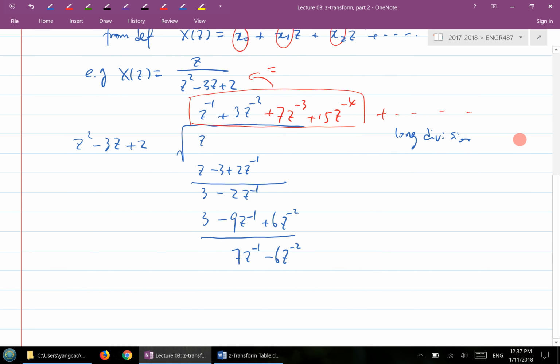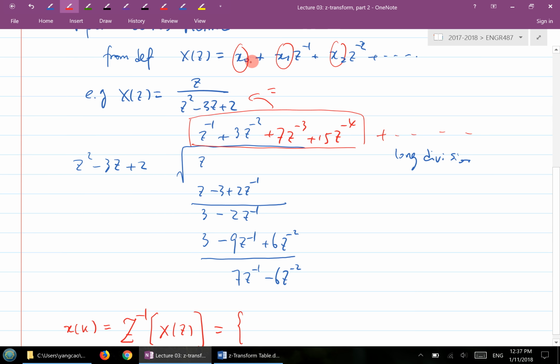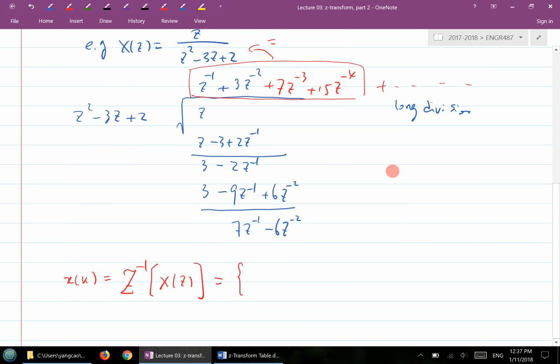So if you compare coefficients, I'm looking for x of k, which is the inverse z transform of X of z. Unfortunately we don't have one beautiful expression, but what we do have here is just a discrete sequence of numbers. You look at this discrete sequence for x naught, which is the coefficient for z to the power of 0. There's nothing. So x naught must be 0, right?